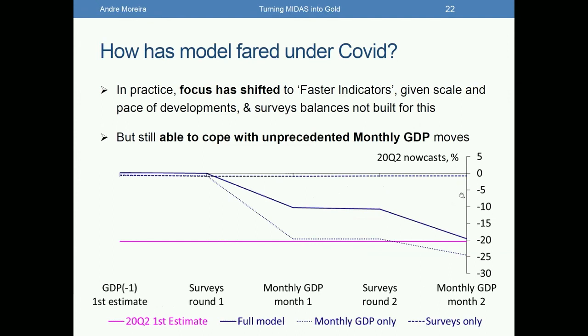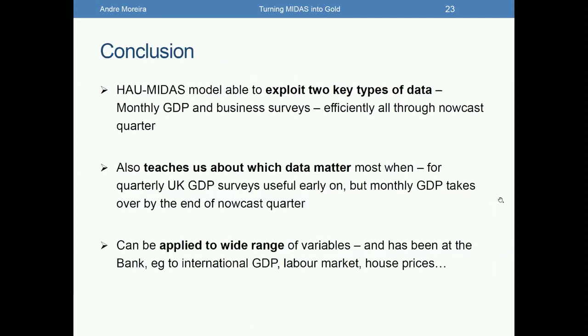I'll skip that one just to say, it does manage to react quite sharply to the GDP news under COVID. So it's sort of robust to that, if not 100%, but we can discuss that later if people are interested. I'll stop there.